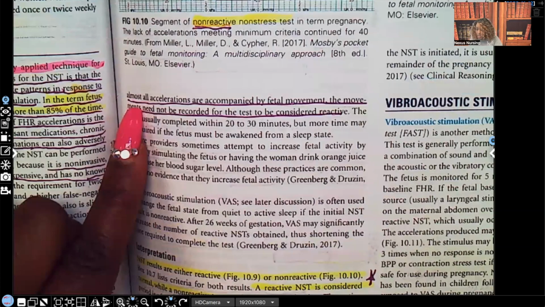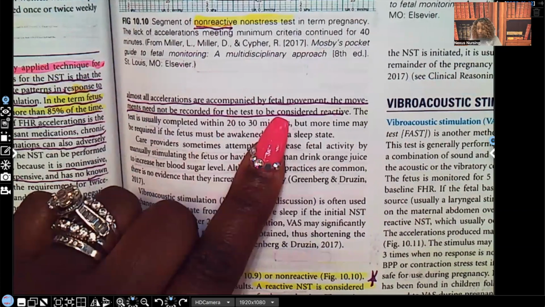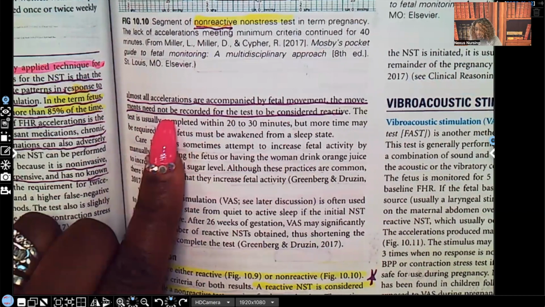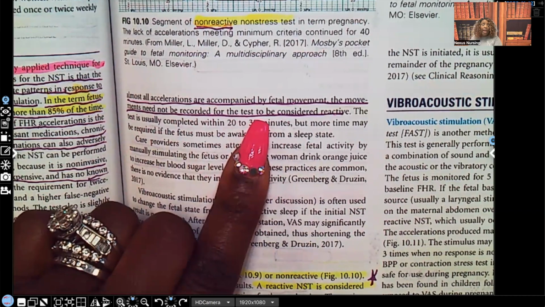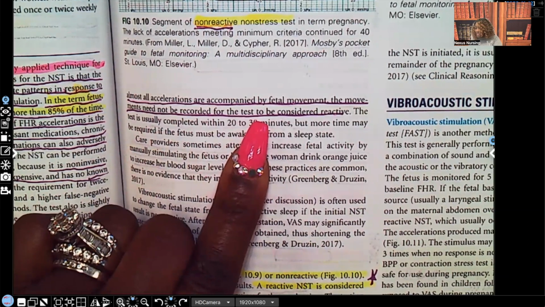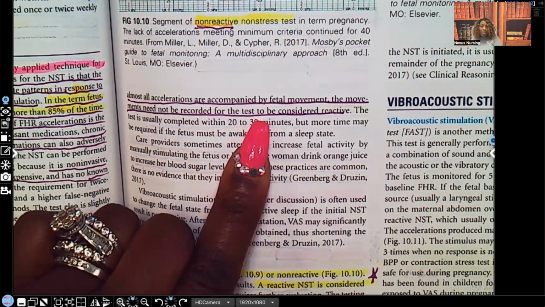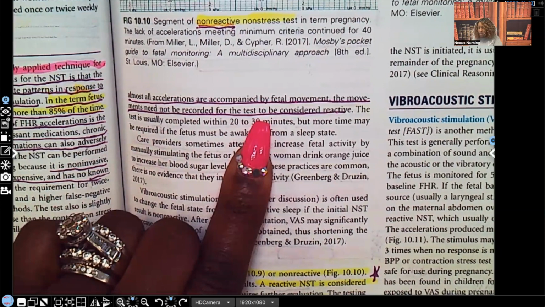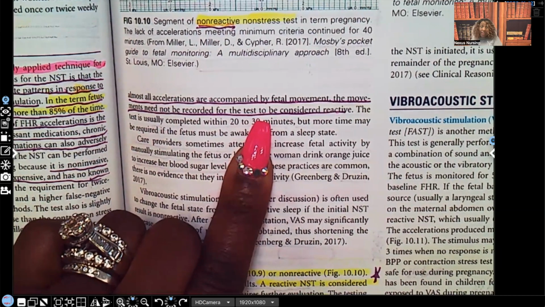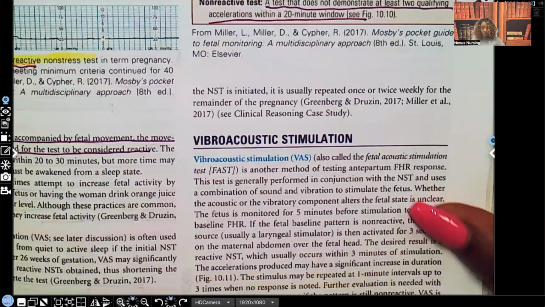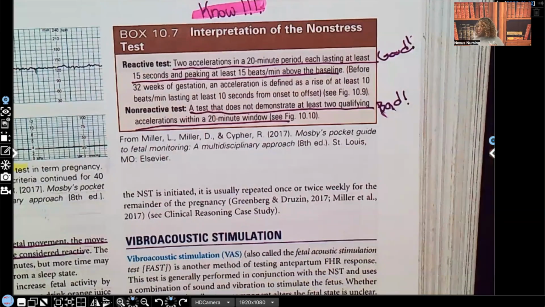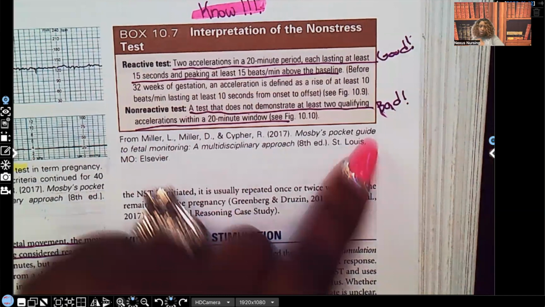Because almost all accelerations are accompanied by fetal movement, the movements need not be recorded for the test to be reactive. Hint, hint, reactive, that's a good thing. That's what we want to see. We want to see accelerations, okay? Non-reactive, that is bad. So let me show this to you. You'll see where I put, well, I didn't put a happy or sad face. I should have, but good, bad.